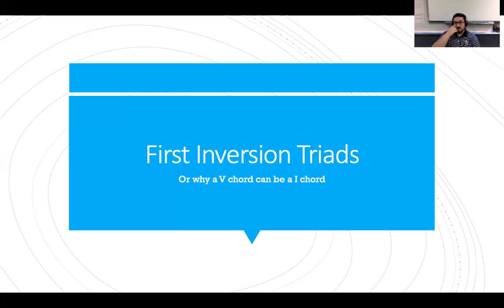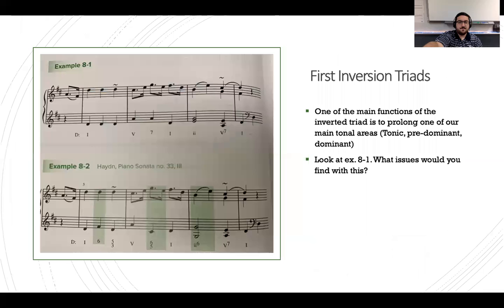So I have this also called why a 5 chord can be a 1 chord. So we have our first inversion triads. And obviously, as you remember, first inversion triads means that the third of the chord is becoming the bass note. So one of the main functions of a first inversion triad is to extend one of our main tonal areas, either tonic, predominant, dominant area.